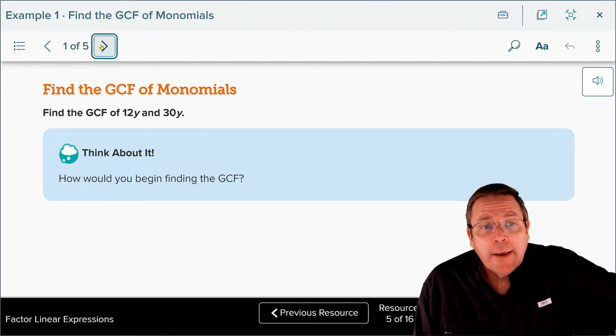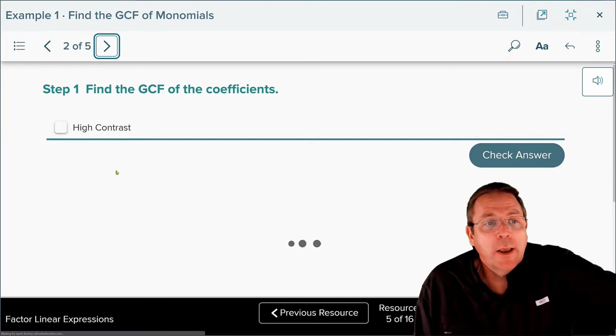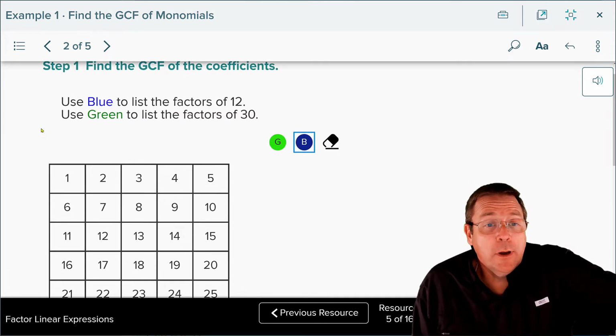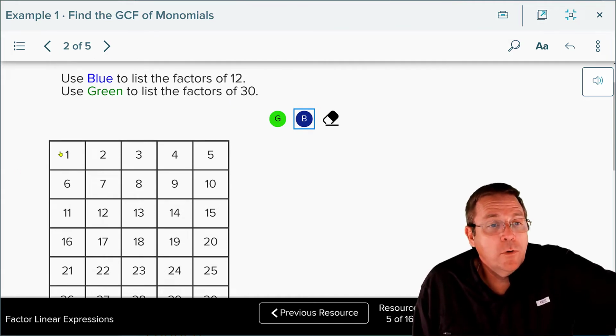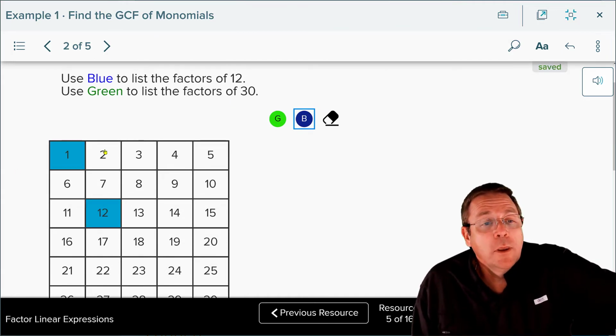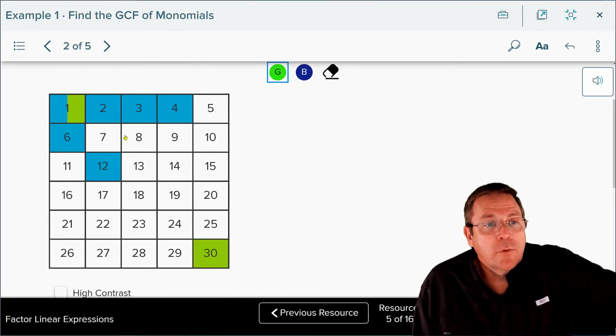That means we're going to have to factor them. Now the textbook factors in ways that I don't, but that's okay. Let's see what they have for us, and then I'll show you the way I would do these when we're done. Here we're going to look for the factors of 12, listed in blue. You could do 1 times 12, 2 times 6, or 3 times 4. Those are our factors of 12. Our factors of 30: 1 times 30, 2 times 15, 3 times 10, and 5 times 6.